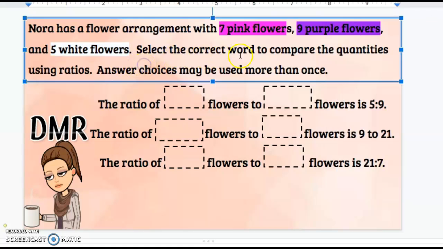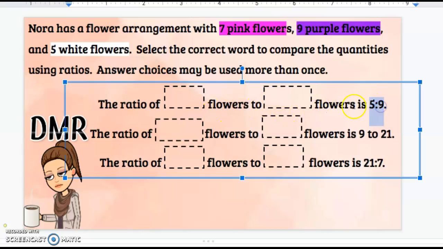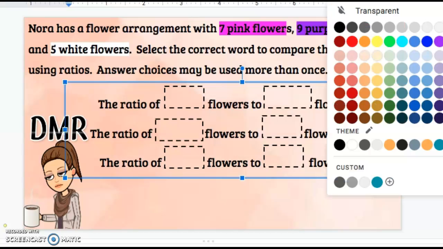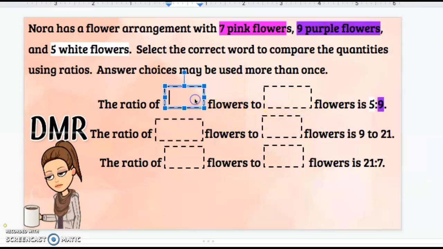Okay. Select the correct word to compare the quantities using the ratio. Answer choices may be used more than once. So it says the ratio of blank flowers to blank flowers is 5 to 9. So if I'm looking here, 5 is white and 9 is purple. So my ratio is white. So the ratio of white flowers to purple flowers is 5 to 9.